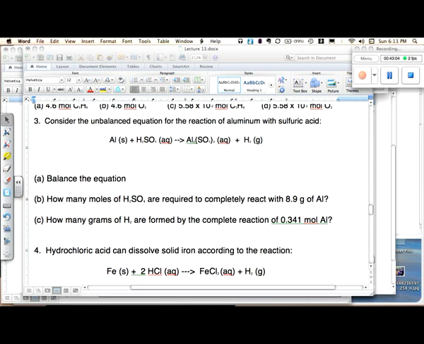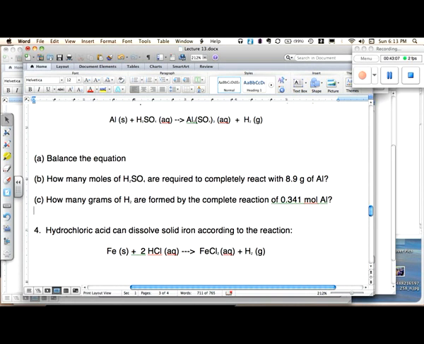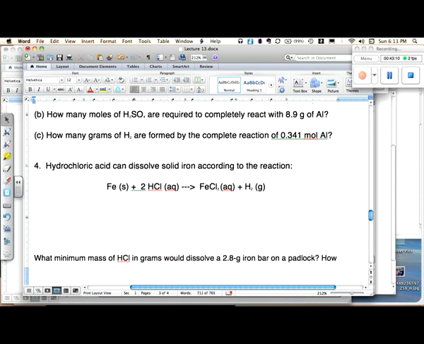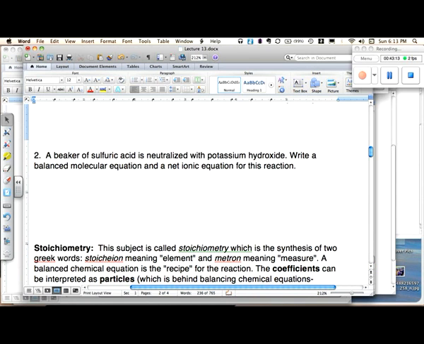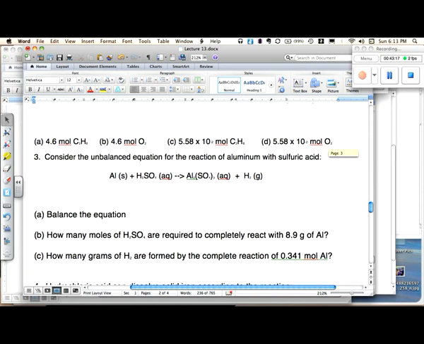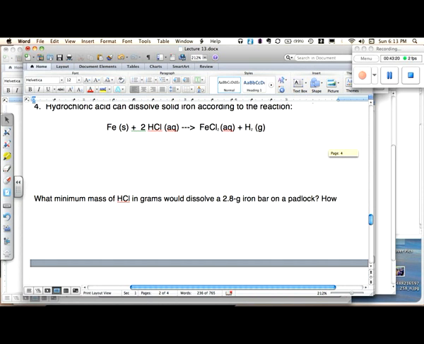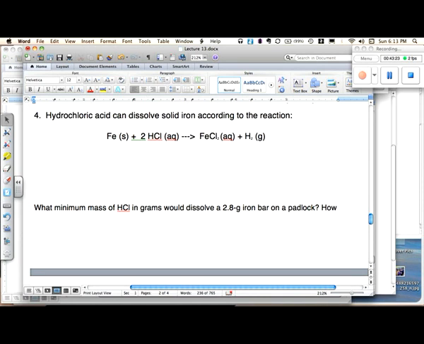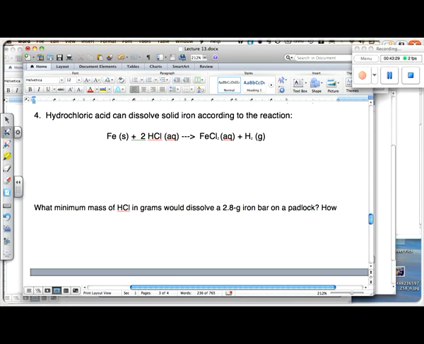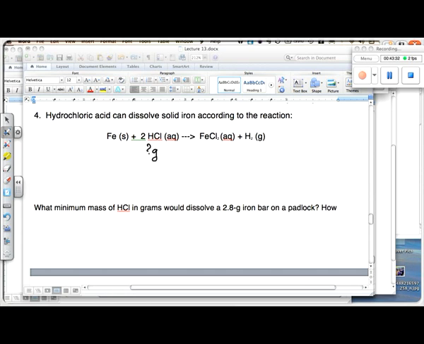Okay, scrolling to our last problem here, and it's a multi-step problem. All right, so I've got an equation here. Is it balanced? Looks like it is. What minimum mass of hydrochloric acid in grams would dissolve a 2.8 gram iron bar on a padlock? So I am doing the whole box because I am not in moles, so I am going to have to get there, and then I will move, and then I have to convert back to grams.